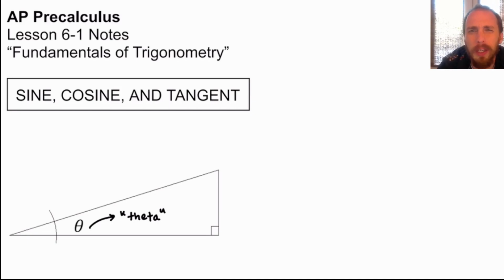Okay, so this angle could be a little bit wider, and that would be a different value of theta. We're not going to really talk too much about the actual measure of these things in this video. That's something we're going to address in the next one. For now, we're really just thinking about these ratios of sine, cosine, and tangent.